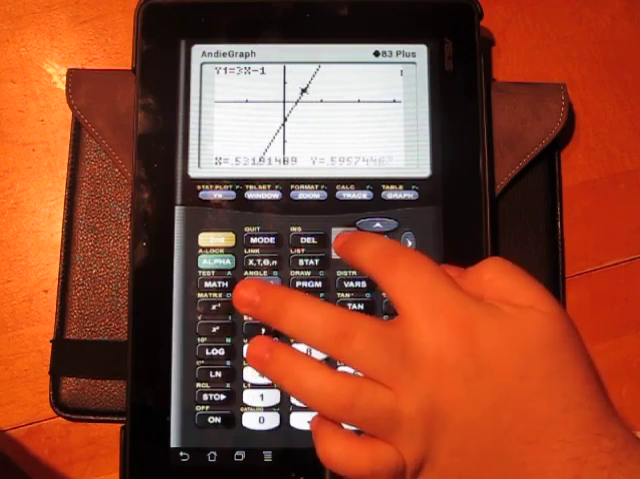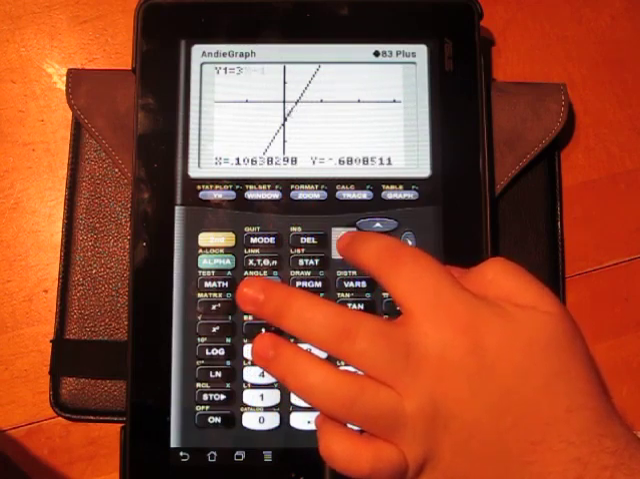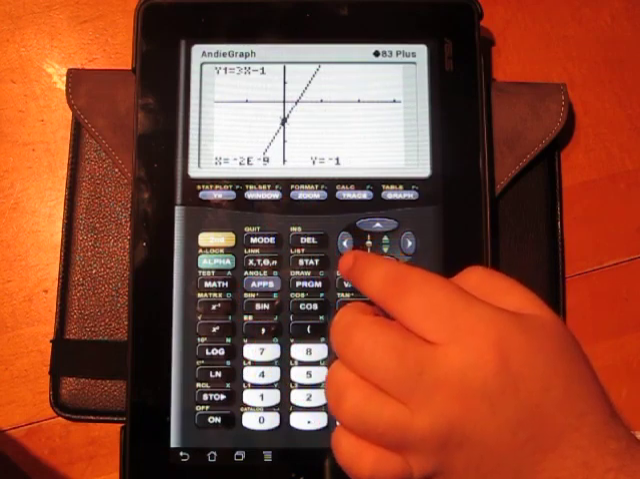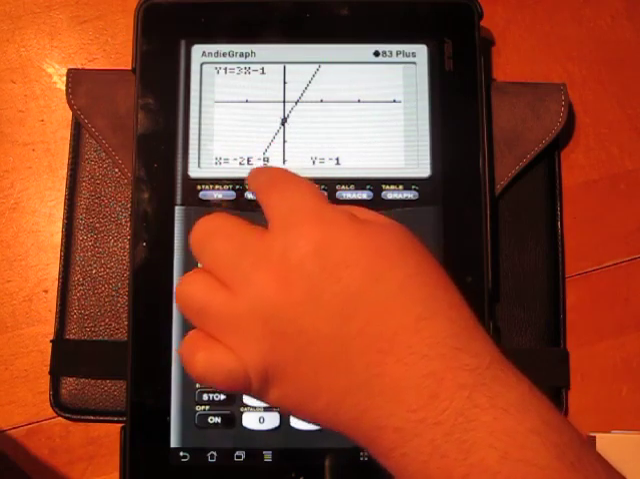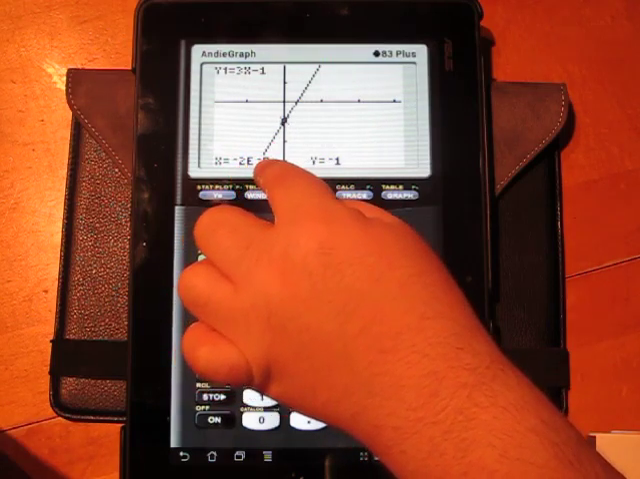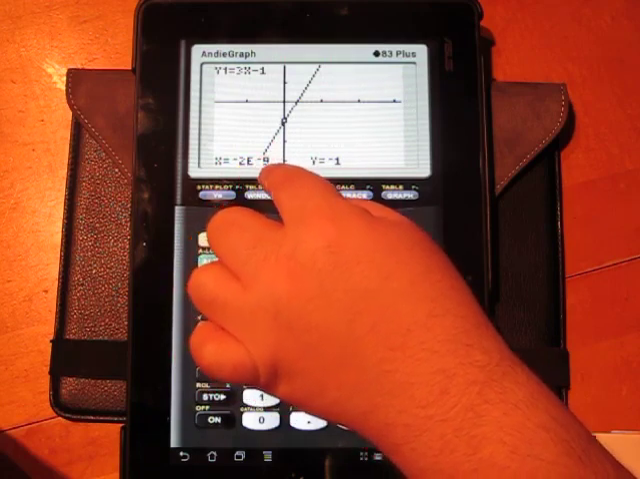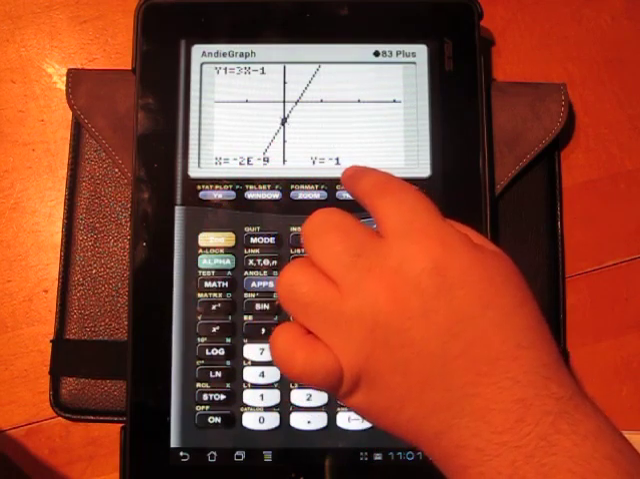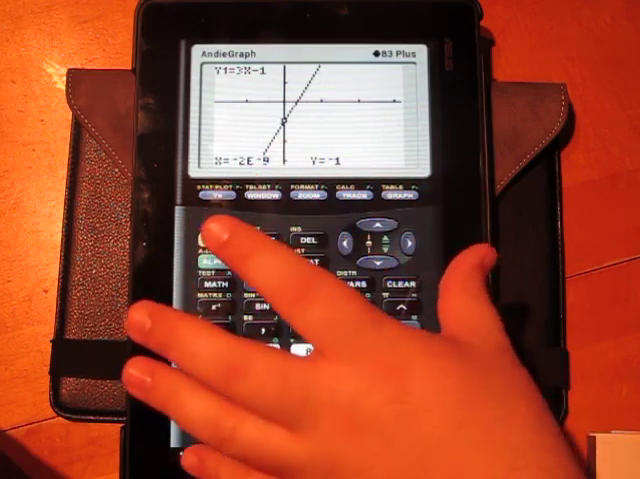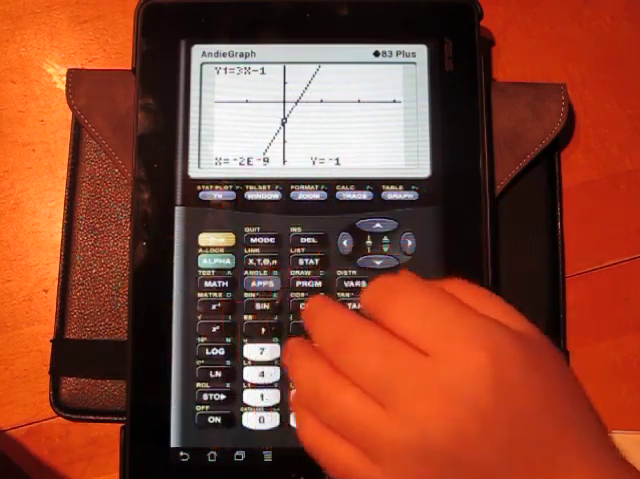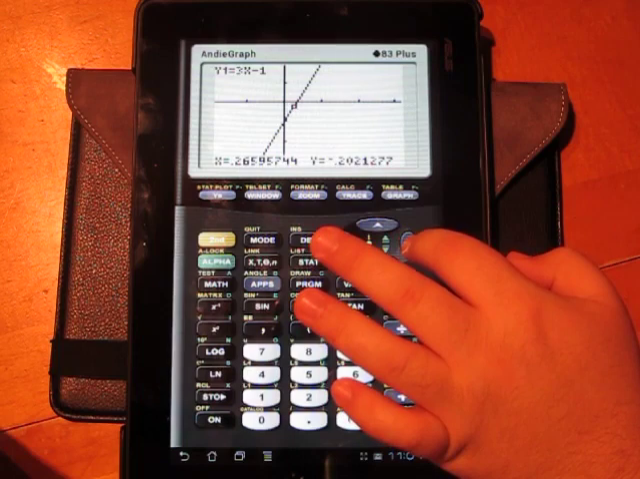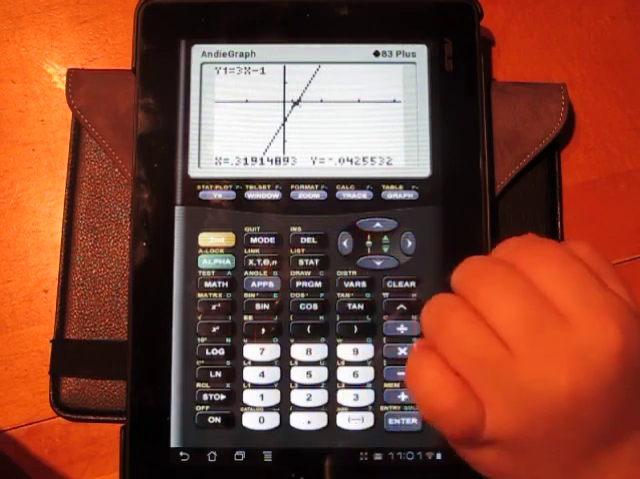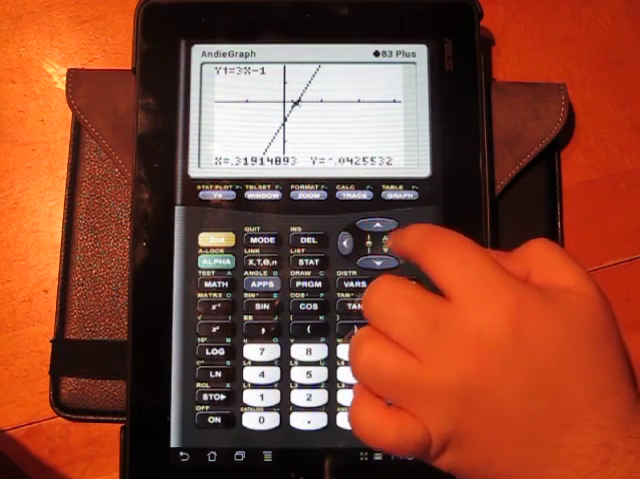Okay? And we can actually hit trace, and then it takes the cursor and puts it on the line. Now if I move my cursor along the line, it tells me only values that are on the line. So I can see here I get this value, I'm almost at 0 with my x, -2 times 10 to the -9, and my y value is -1. So my y-intercept is probably going to be right around -1. I can get these from tracing, so I can go up to where y almost equals 0. That's probably somewhere between those two.